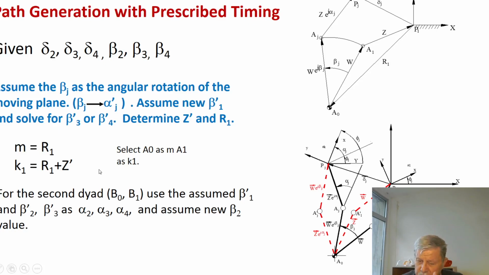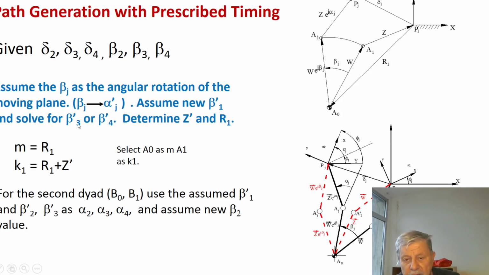Let me repeat, you have to solve two different problems. In one case, you take the crank angle as the moving body angle, solve, and then the crank angle of this problem is the angular rotation of the moving body. Use it to solve for the next. Okay? So that is for path generation with precise timing.